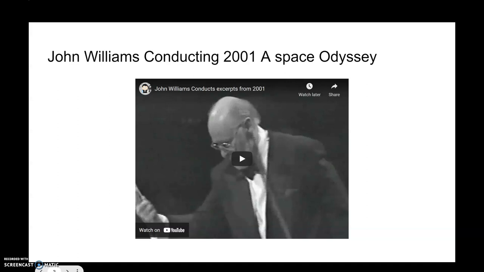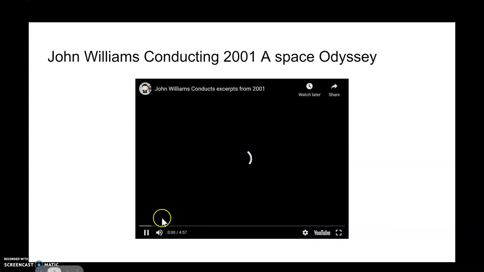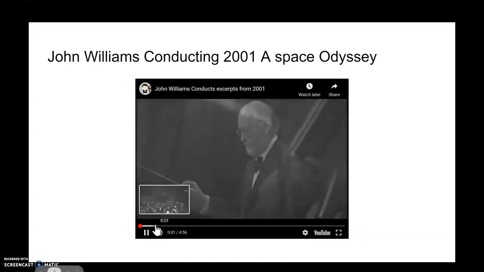Okay. So in class, the first example of a live performance we did was John Williams conducting 2001: A Space Odyssey. That's the name of a movie that John Williams wrote the soundtrack to, and you will see him in this video conducting the orchestra. I'll just play a second or two of it because there's some talking in this as well. So I'm going to shoot forward here.